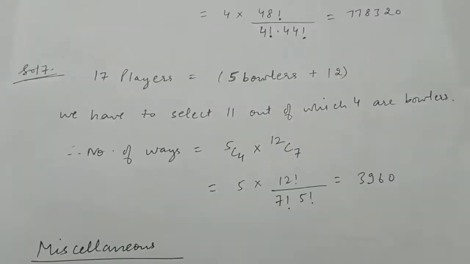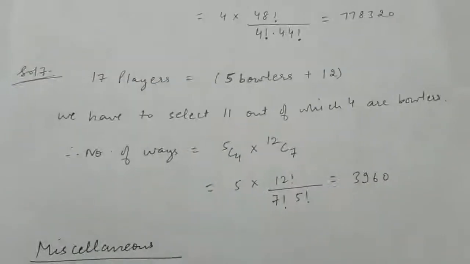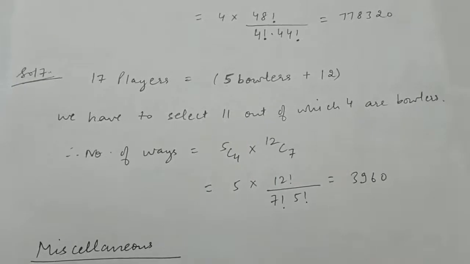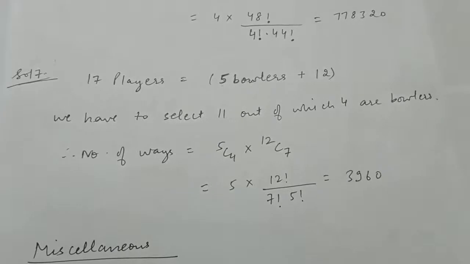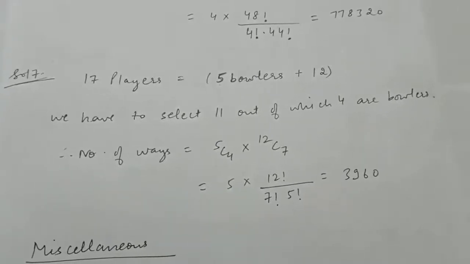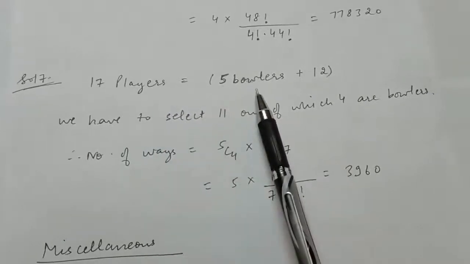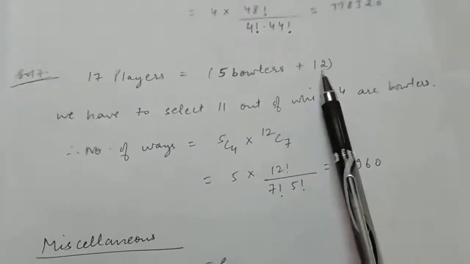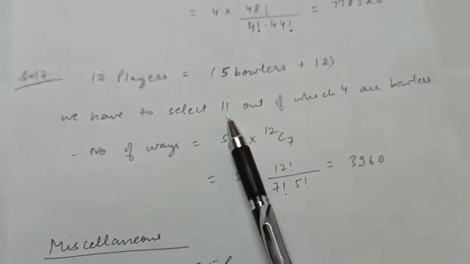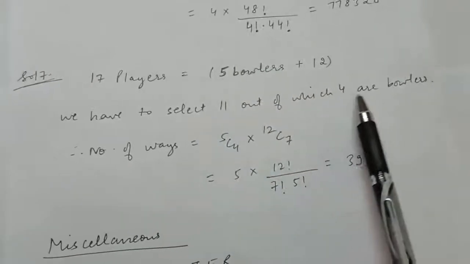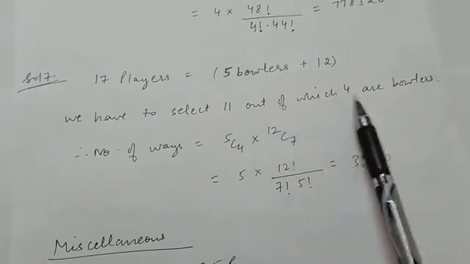Now, question number 7 says, in how many ways can one select a cricket team of 11 from 17 players in which only 5 players can bowl, if each cricket team of 11 must include 4 bowlers? So, see, there are 17 players, out of which 5 can bowl and the rest are batsmen, right? Now, we have to select a team of 11 players, out of which 4 are bowlers. That is, out of 5 bowlers, we want 4 bowlers.